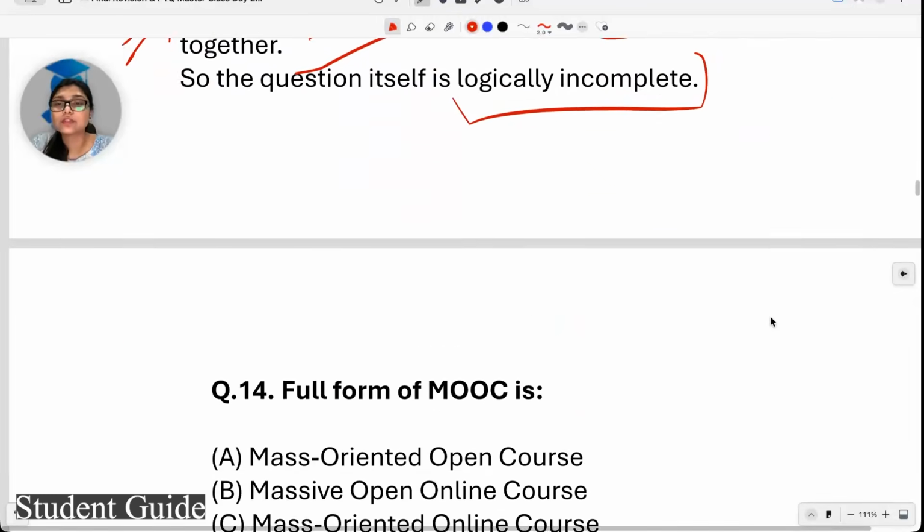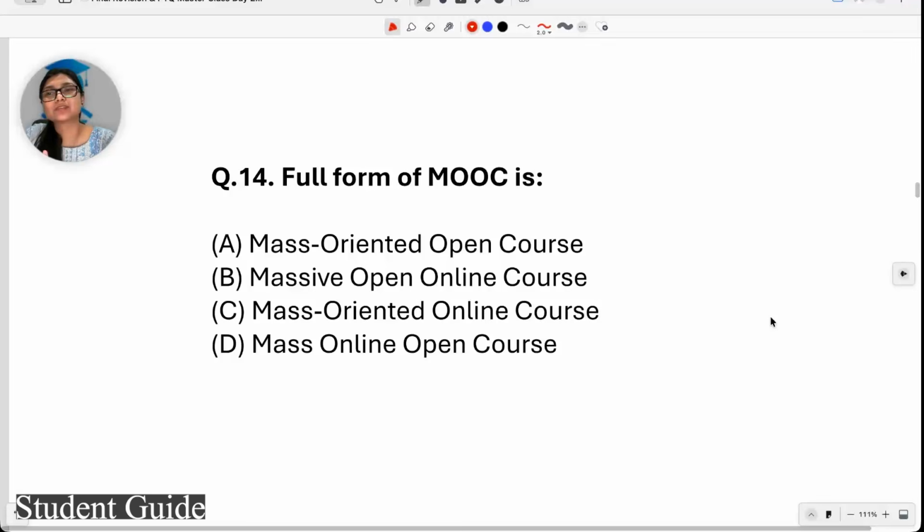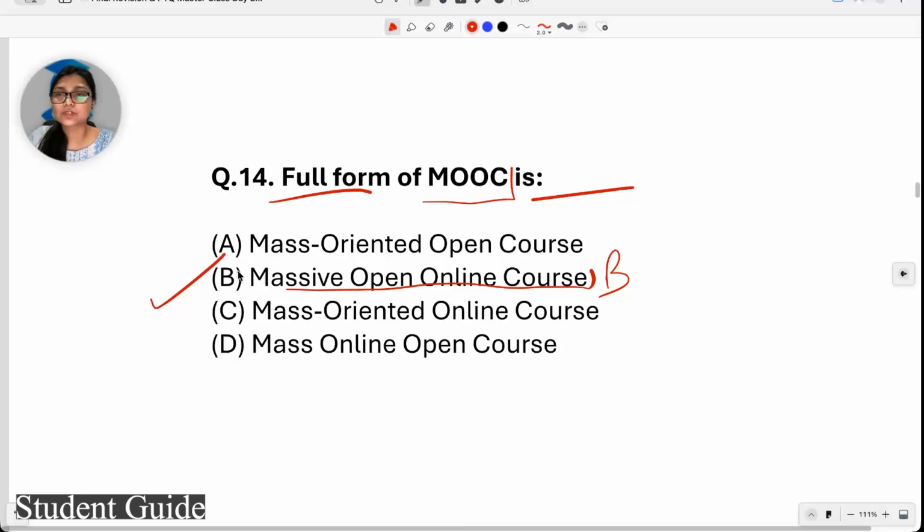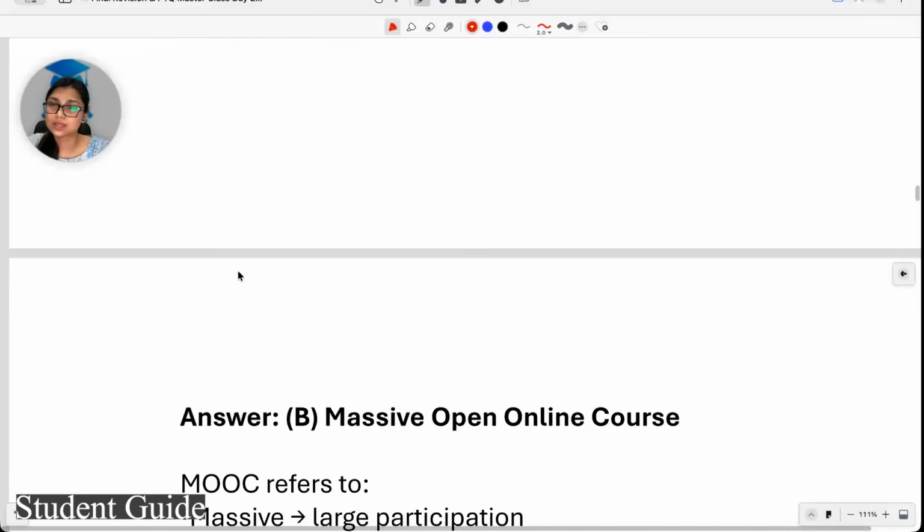Now moving to the next question. This is a very common question, a very favorite question of NE-SLET. It is asking about the full form of MOOC. You already know the correct answer for this question, that is massive open online courses. Option B is the correct one. We have discussed this briefly in our daily discussion session, so you have already got to know it. In this type of question, you cannot miss the correct answer.